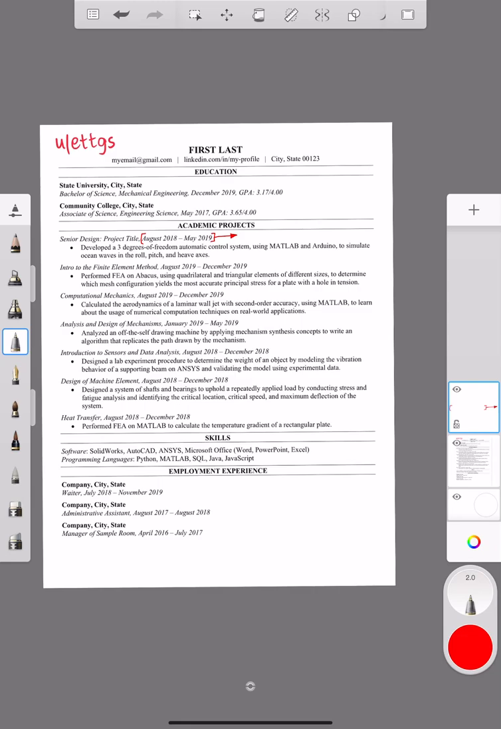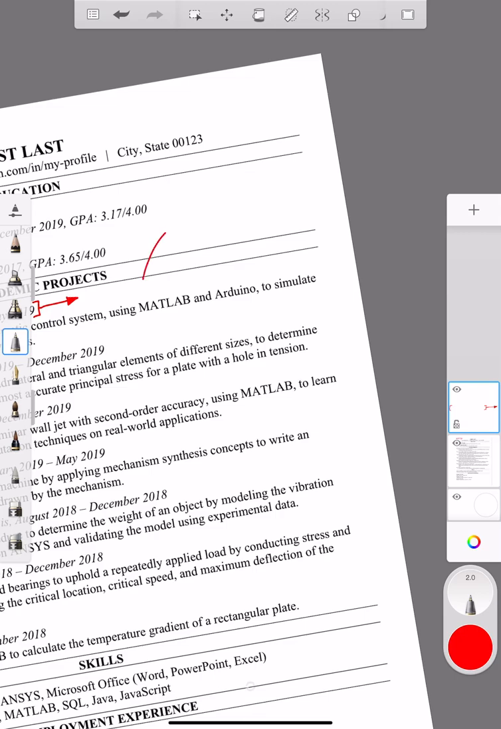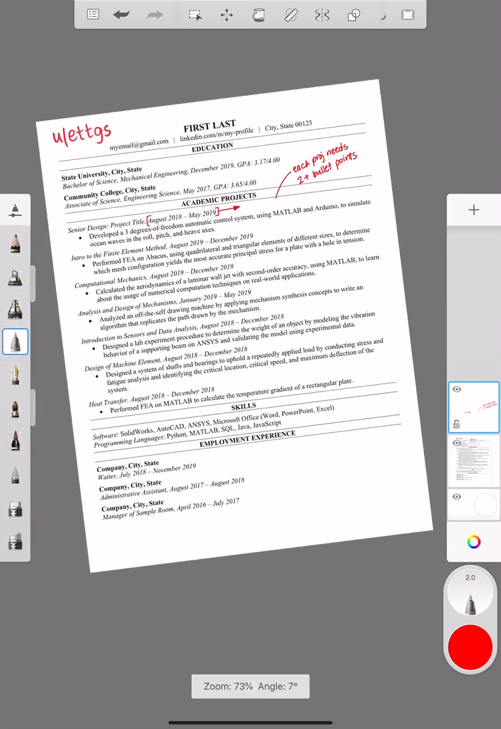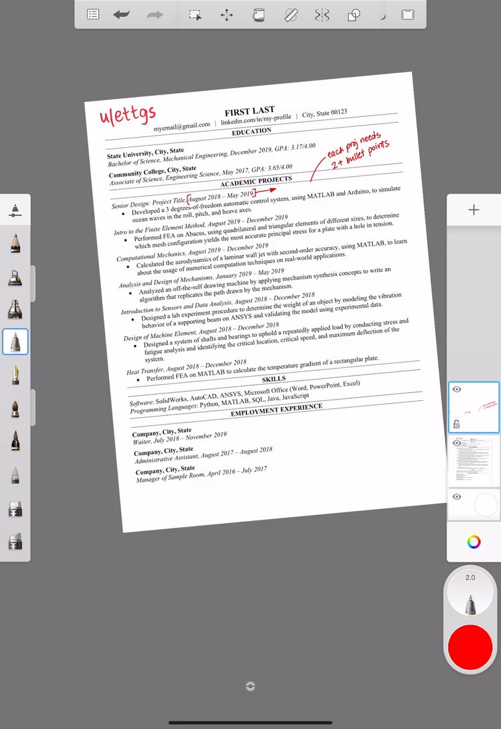Right off the bat, the academic projects need to have more than one bullet point for each project. And all of these only have one bullet point. So I'm gonna write that. Each project needs 2+ bullet points. But let's look at the ones that they got.